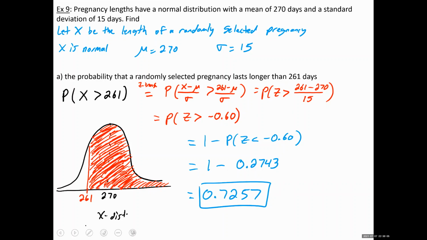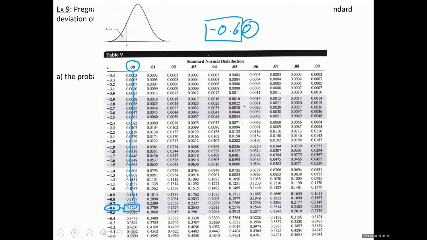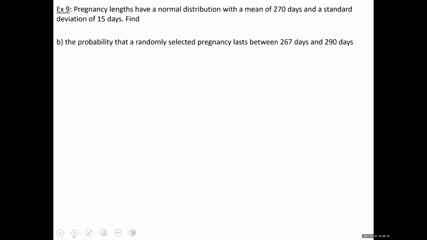Okay, sounding good. Let's go to the next one, part B. Find the probability that a randomly selected pregnancy lasts between 267 days and 290 days. Okay, so what's the notation? I can't draw a picture until I even know the notation. So let's get the notation first. So it's a probability. What's going to go in the parentheses?